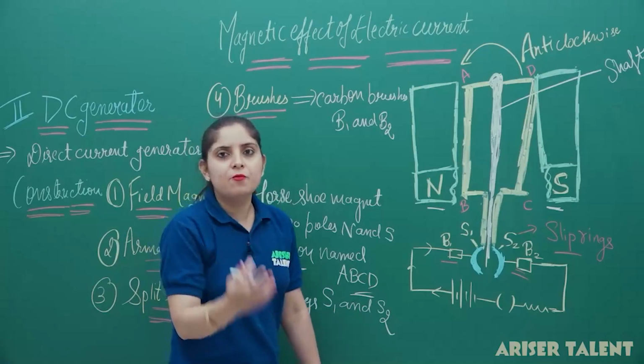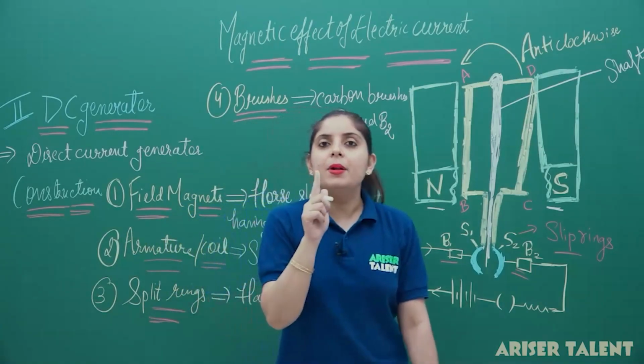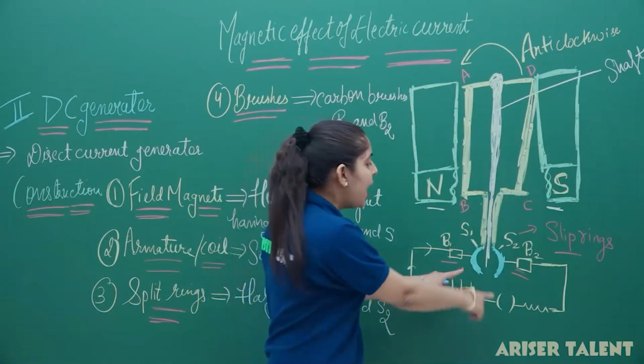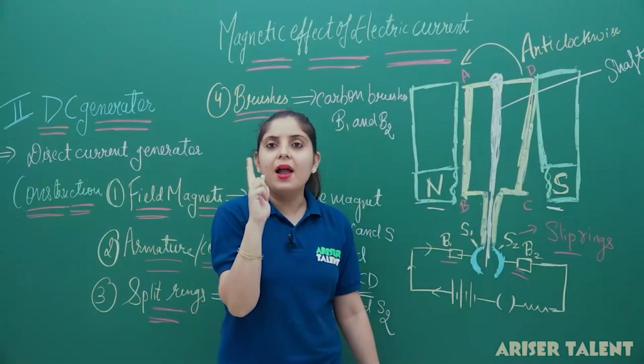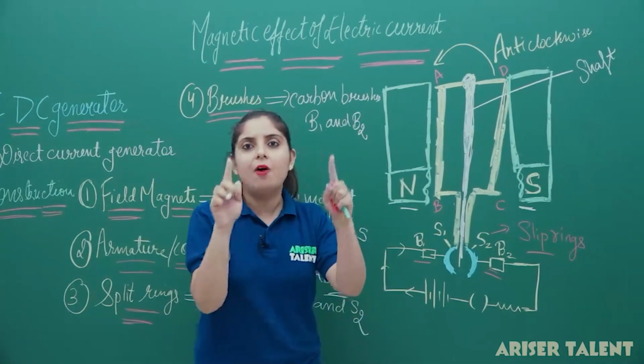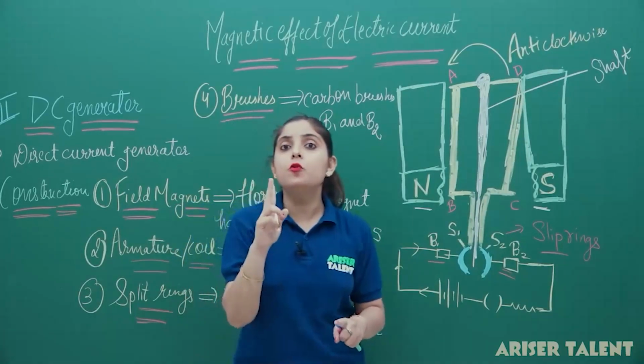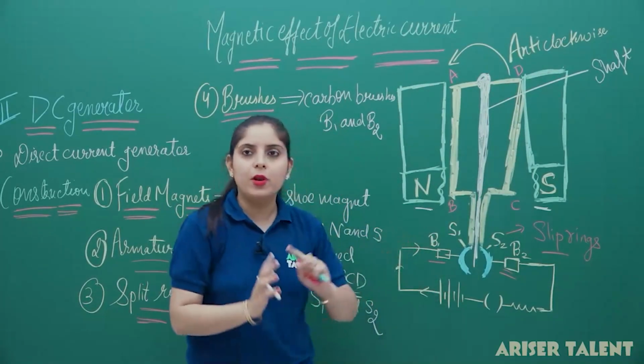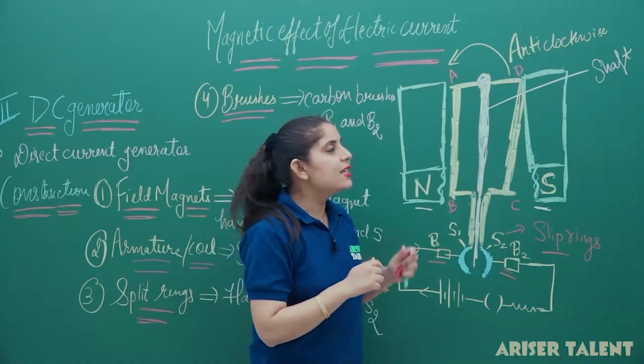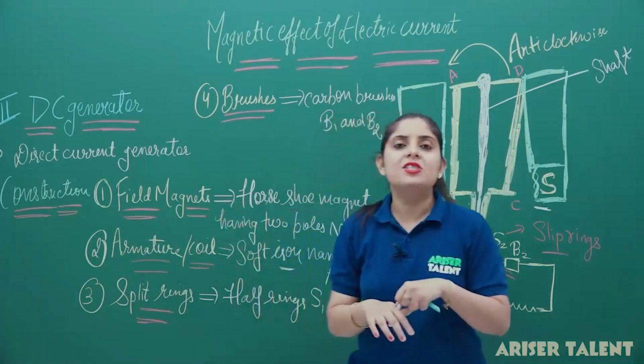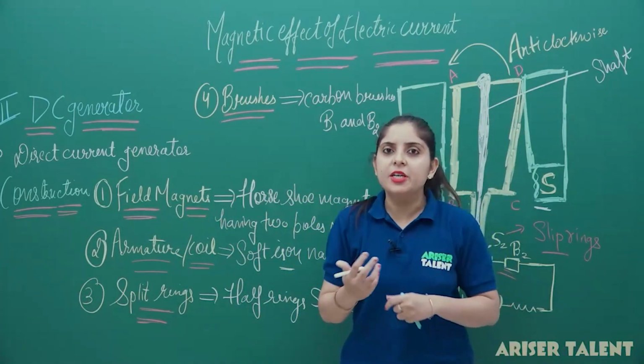This construction is somewhat similar to the AC generator, but one basic difference is there. We have taken two slip rings here, and these are actually half rings, whereas there we have taken two full rings. So these rings are known as split rings. So this is the construction. Just copy this construction part from here so we can proceed to our working part.